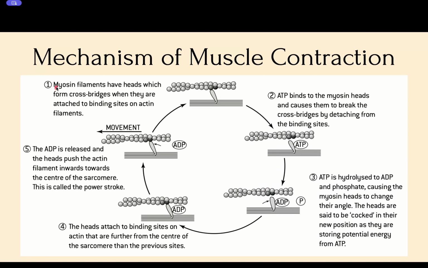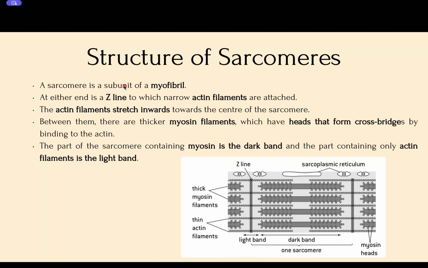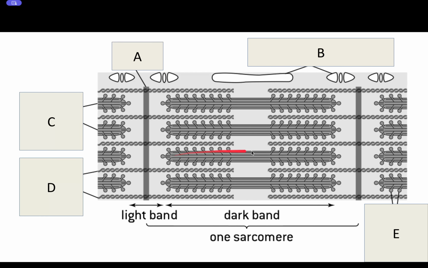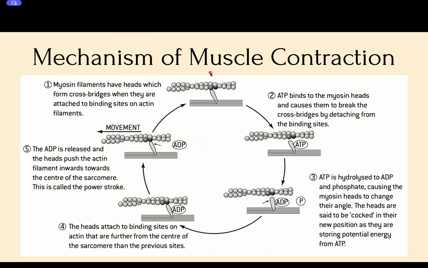So the first is myosin filaments have heads, which form cross bridges when they are attached to binding sites on actin filaments. So we know, based on this image, this is a myosin filament, these are the heads. So when we go to the mechanism, this is the myosin and this is the actin.